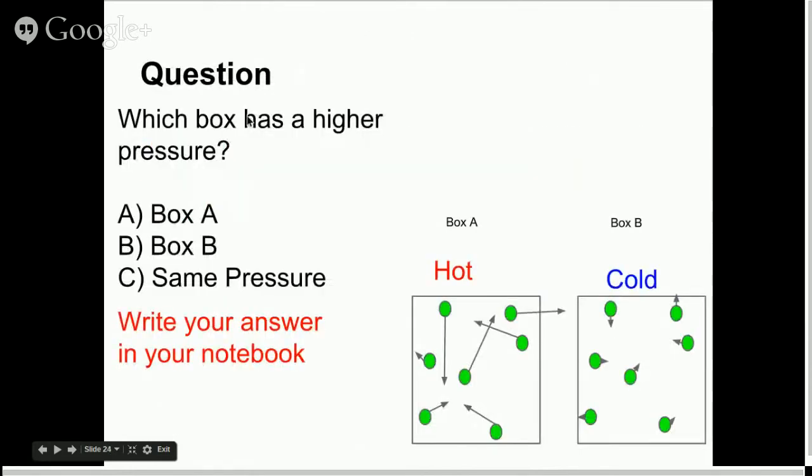All right, which box has a higher pressure? Hopefully you were listening. Write your answer in your notebook. Go ahead and pause it. All right. Which box has a higher pressure? The correct answer is A. These molecules are moving faster, so they have a higher pressure.